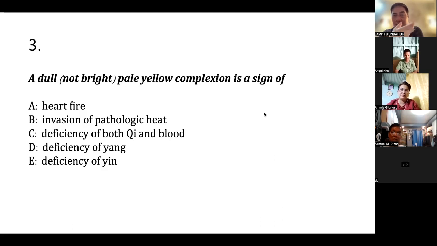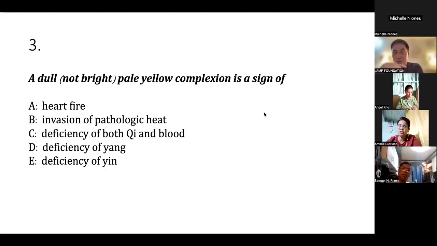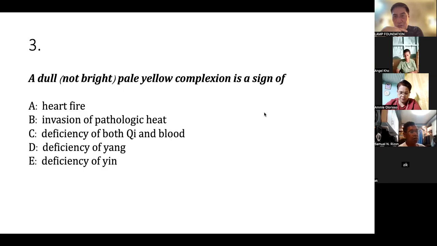Ano yung classic sign na exterior pa? Aversion to... Yes, aversion to cold and fever. Aversion to cold. Yes, sir. So now, can you relate? Okay? Hindi pa siya red. Yes, Doc. Hindi pa red ang tongue. Tama. Okay. Doc, kailan mo masasabi na nag-interior na?